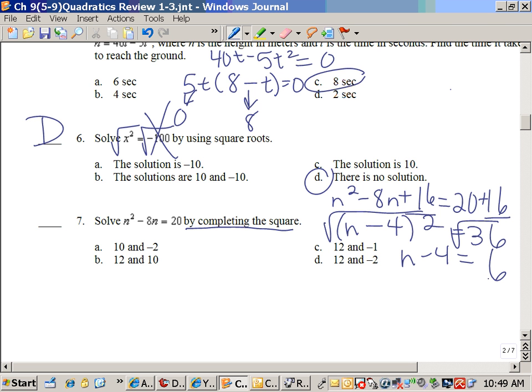Nope. Plus or minus. Add 4. Remember, you can't plus or minus at the end. You'll get the wrong answer. You have to plus and minus halfway through. And then positive 6 and 4 gives me 10. Negative 6 and 4 is -2. So it's A, -2.